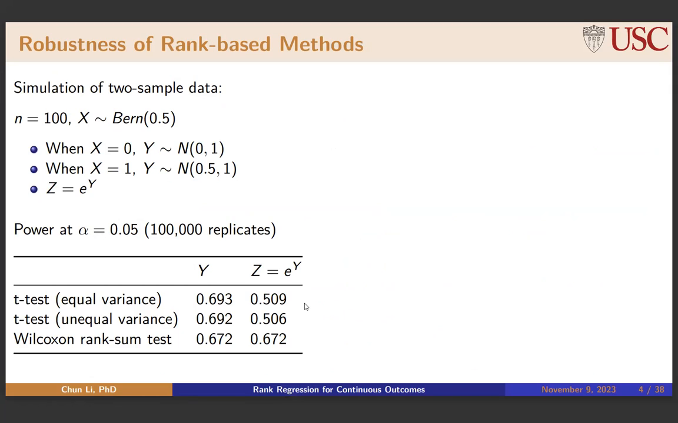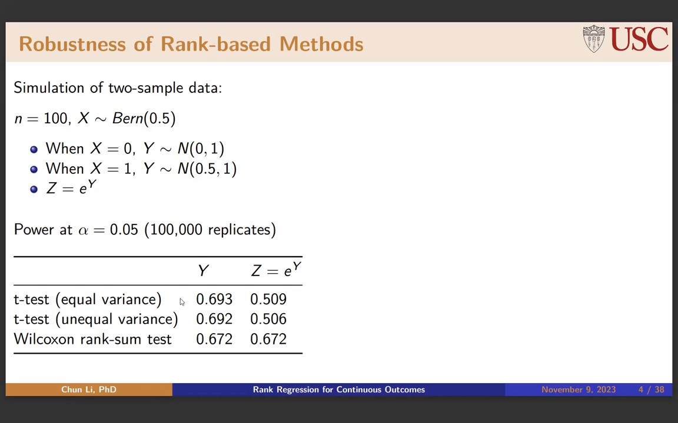Rank-based approaches are often quite robust. Here is a quick example. We simulate two-sample data, sample size 100, two groups. If x is 0, then y follows the normal distribution with mean 0 and variance 1, and if x is 1, y follows a normal distribution with the same variance but shifted by 0.5. So this is a perfect scenario for the t-test because everything is satisfied for the t-test.